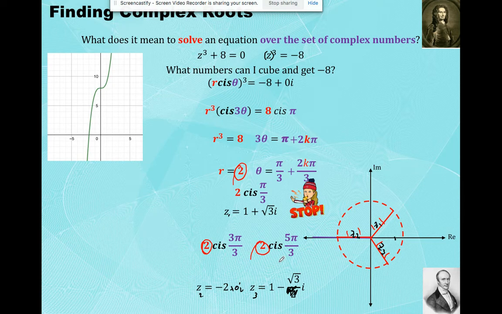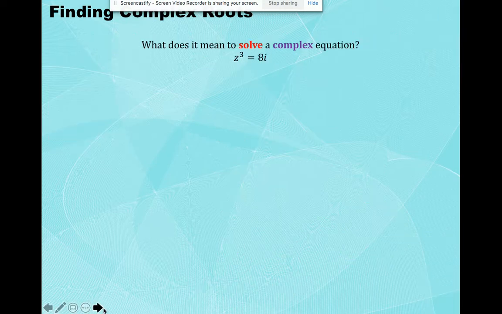Right? All right, so that was solving really what looked like an equation in the set of real numbers, right? We had x cubed plus 8 is equal to 0, but we solved it over the set of complex numbers. What about a straight up complex equation? Z cubed is equal to 8i. Can we use the same thought process? Yes, we can. What number can I cube and get 8i?